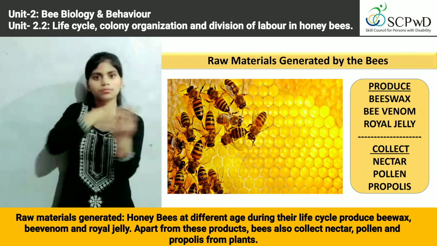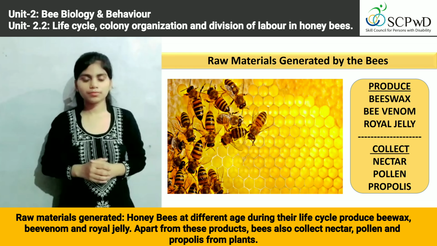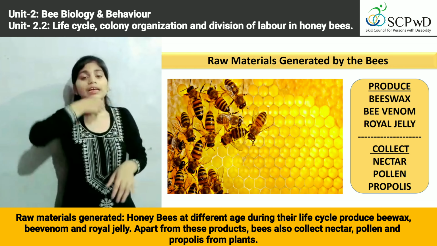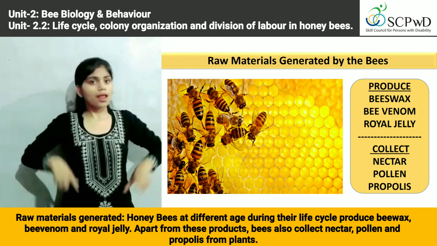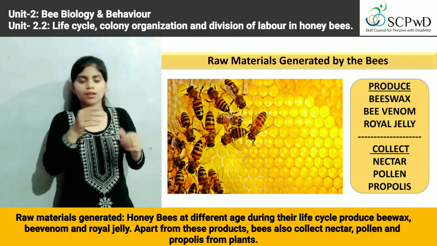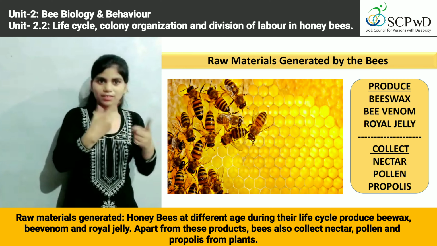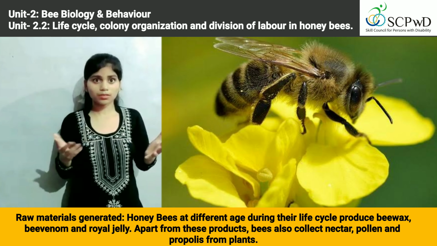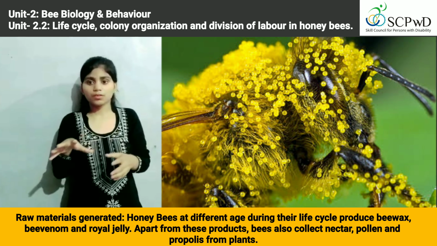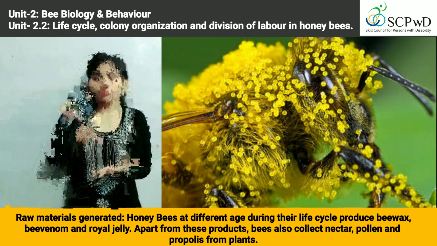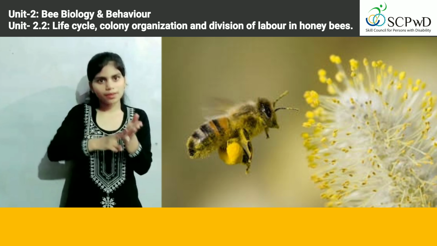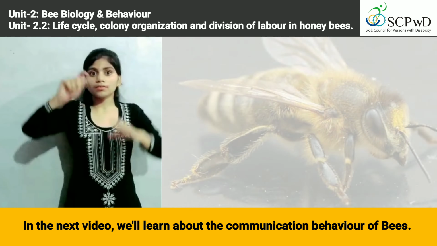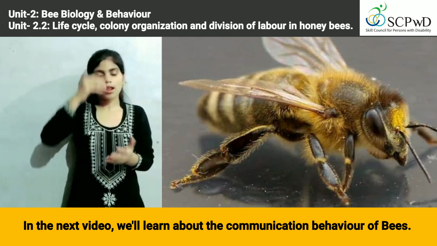Raw material generated. Honeybees at different age during their life cycle produce beeswax, bee venom, and royal jelly. Apart from these products, bees also collect nectar, pollen, and propolis from plants. In the next video, we will learn about the communication behavior of bees.